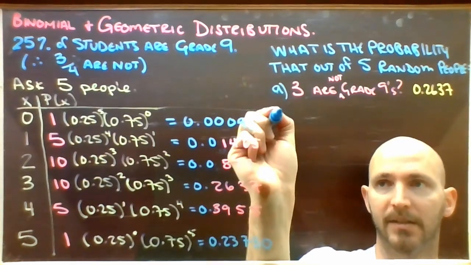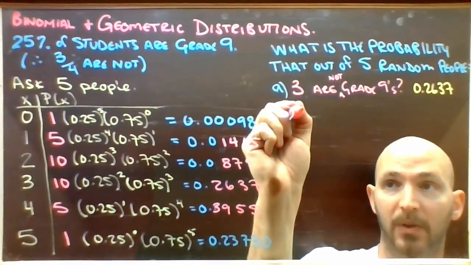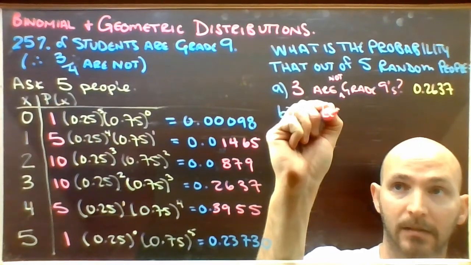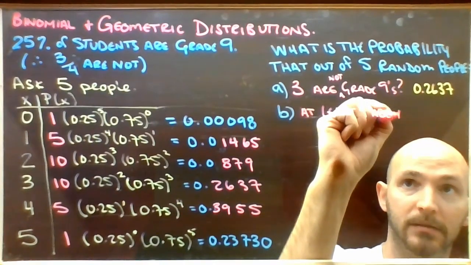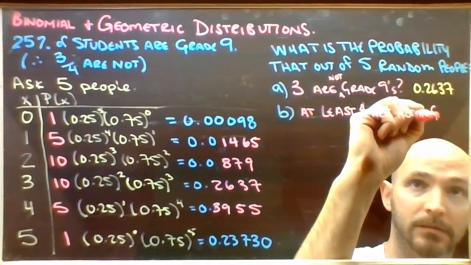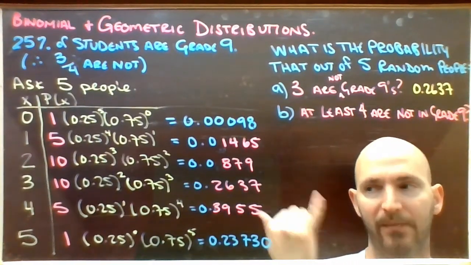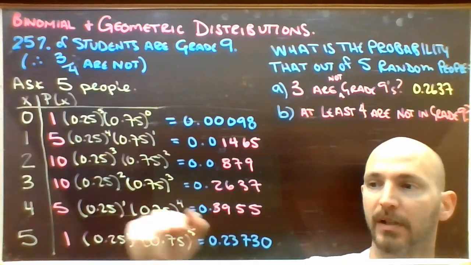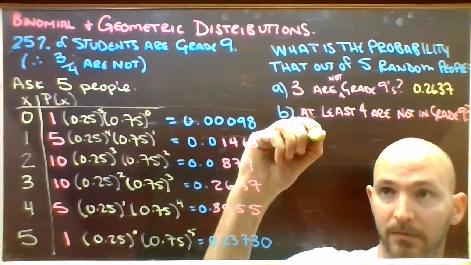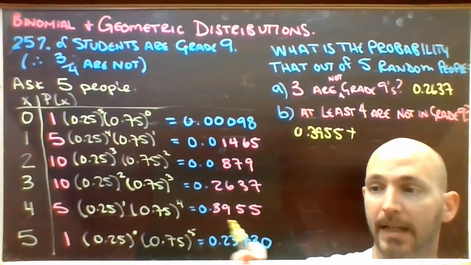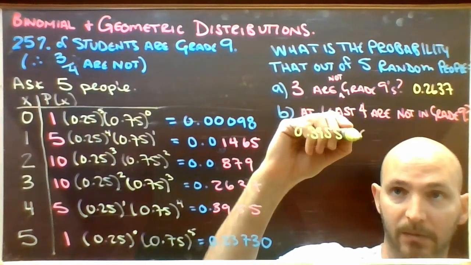rows that we like. So question B, what is the probability that out of 5 random people, at least 4 are not in grade 9? Well, at least 4 means 4 or 5. That will do. So the probability for 4 of them is 0.3955. And I'd have to add to that the probability of there being 5, which is 0.2373.